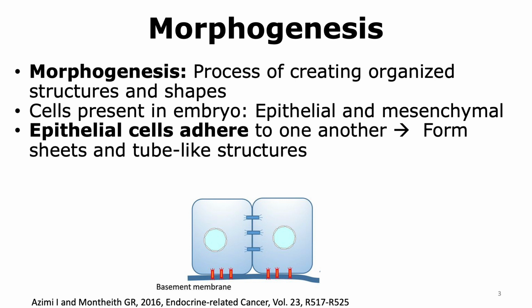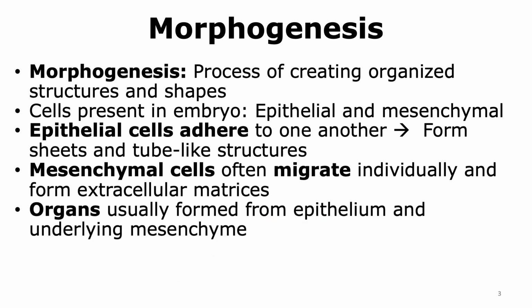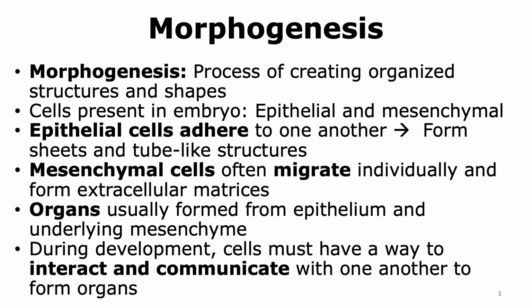and tubes. Mesenchymal cells, on the other hand, are loosely connected to one another, and more often than not they are not connected to one another at all, which allows them to migrate. They're able to migrate to different places and are able to lay down the extracellular matrix. Now, organs are usually formed from epithelium and the underlying mesenchyme. During development, the cells have to have a way to interact and communicate with one another so that they can arrange themselves spatially and temporally in such a way that productive organs are formed as development progresses.